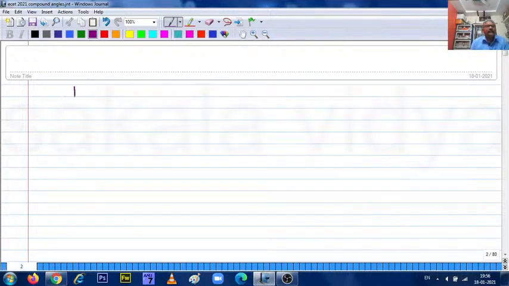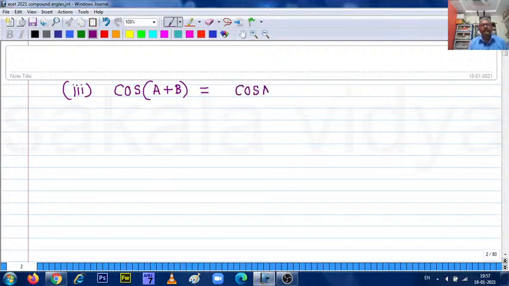Next, the third one, cos of A plus B. Cos of A plus B is very important; generally we get confusion while writing it. Cos of A plus B is equal to cos A cos B minus sin A sin B.